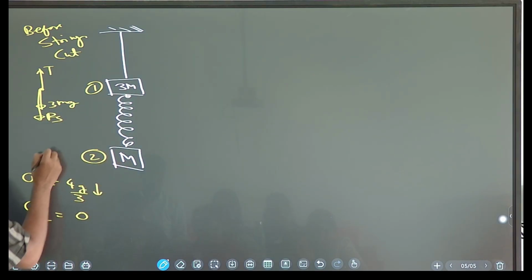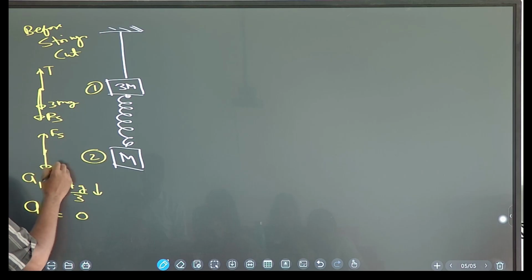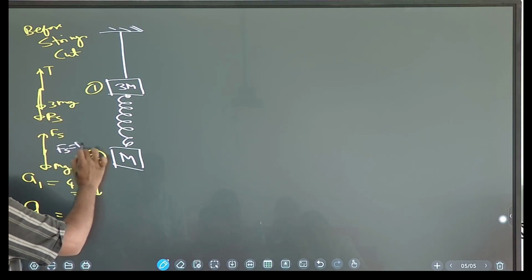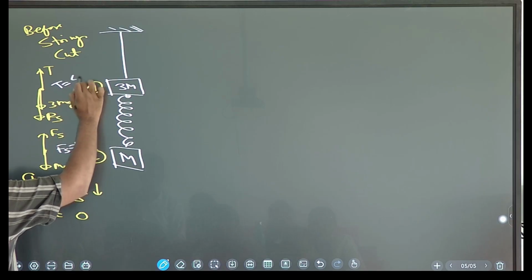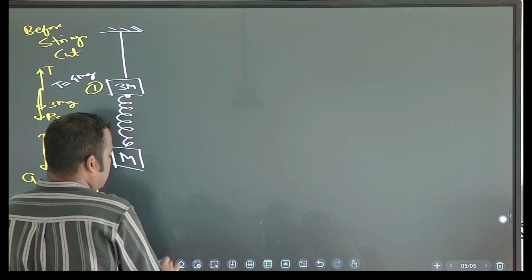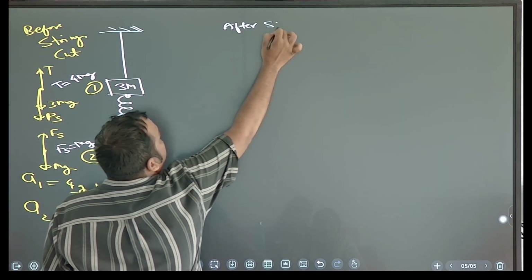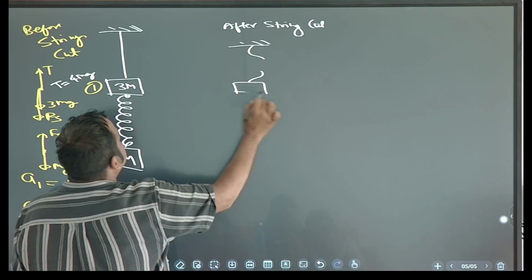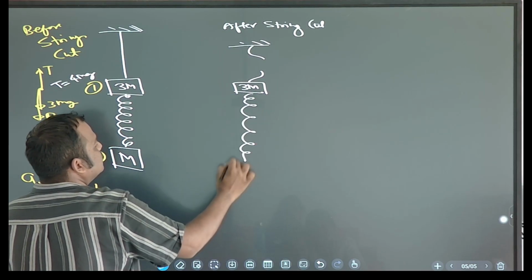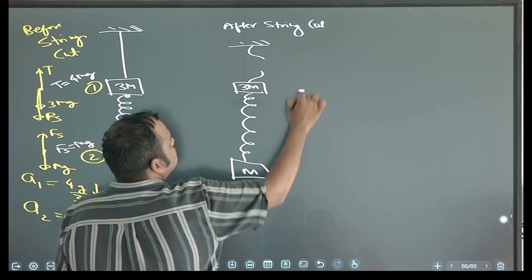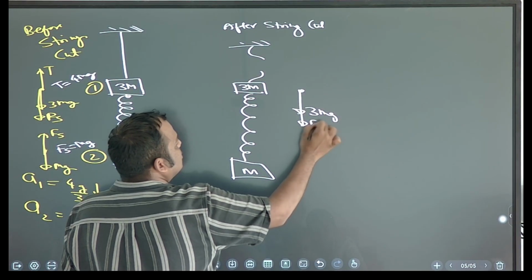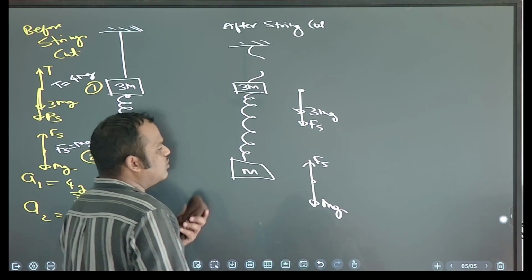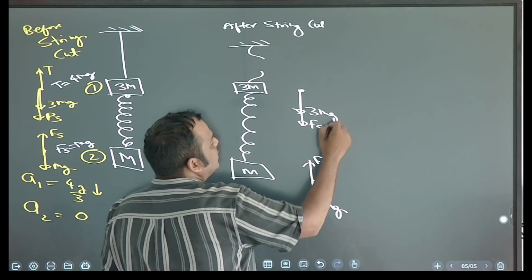For m, Fs up, mg down. So Fs value is mg and tension value is 4 mg. Okay. Now after the string is cut, the string is gone. So 3m here, m here, no tension, only 3 mg downward, Fs downward. For m, Fs upward, mg downward. So Fs is mg.